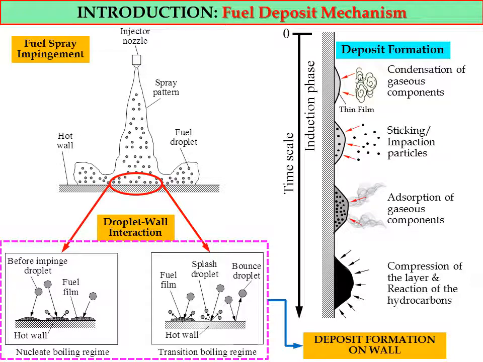And the final one, due to the compression of the layer and also the action of the hydrocarbon, the black carbon deposit will finally form on the combustion chamber wall. So these are the processes involved in deposit formation in an engine.